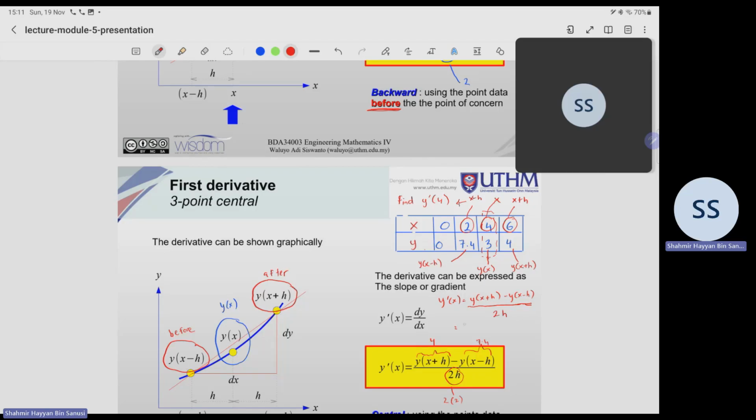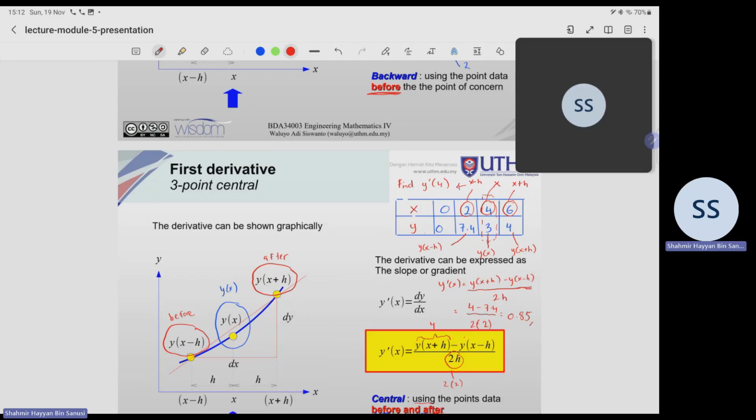So 4 minus 7.4 over 2 multiplied with 2. So we get the answer of 0.85. Okay, so basically by using 3-point central, we get the value of 0.85.